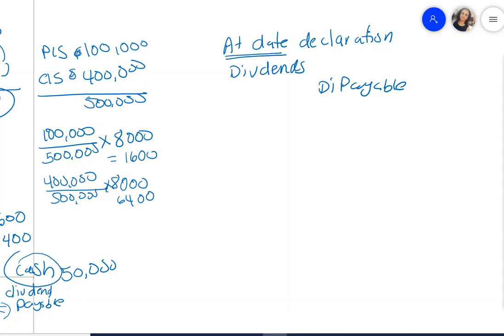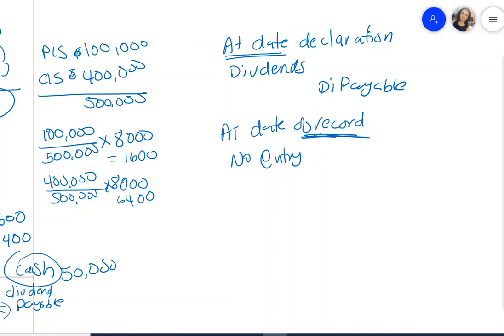At the date of record, when you record them, there's no entry. Why is there no entry? At this time, we're just finding out how many shares are outstanding. So there's no entry at this point. If a multiple choice question asks, do you do any entry at the time of record date? No, we do not.